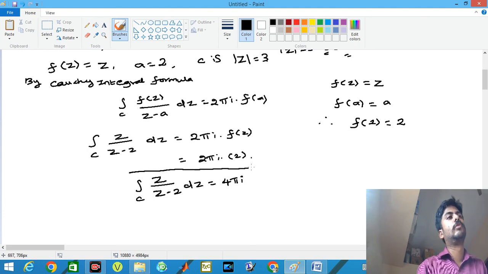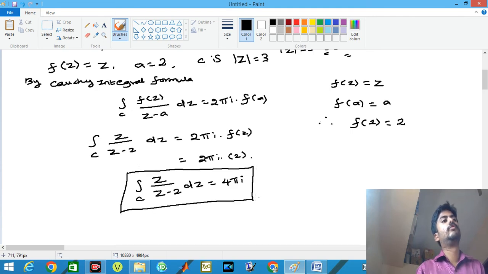4 pi i. So here we have completed our first problem. Now we shall move on to the second problem.